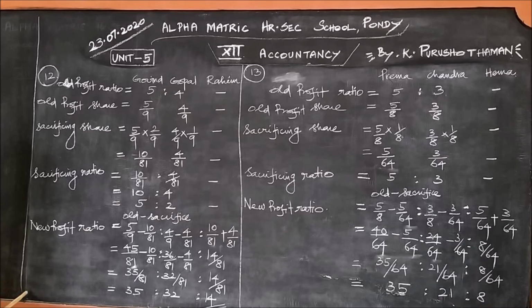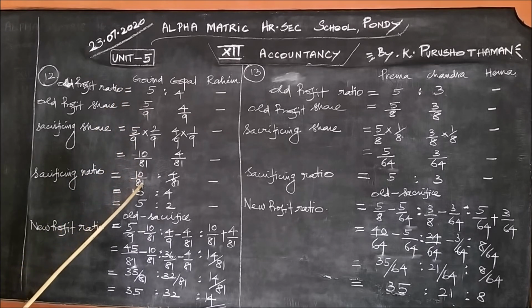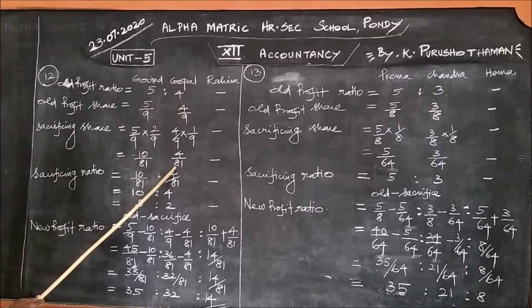Now we must find the new profit ratio. How to find the new profit ratio? From the old we must subtract the sacrifice. The old one is 5 by 9, and the sacrificing share is 10 by 81, so 5 by 9 minus 10 by 81. Likewise for Gopal, 4 by 9 minus 4 by 81. That's what I have written.